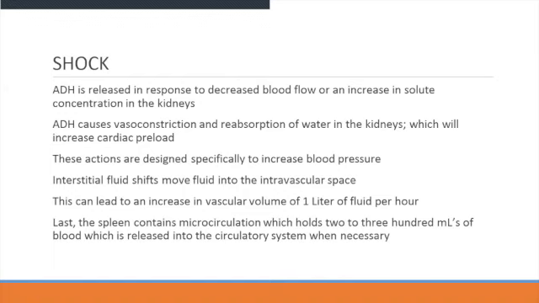and it sends a signal to the kidneys: do not offload any water. Basically, let it reabsorb, close off the floodgates, and let it just continue circulating throughout the body. These actions are designed specifically to increase blood pressure. The interstitial fluid shifts move fluid into the extravascular space. So all the fluid that's sitting around in the body, in the capillaries, the skin, it's all going to shunt it into the extravascular space to help fill the voids.